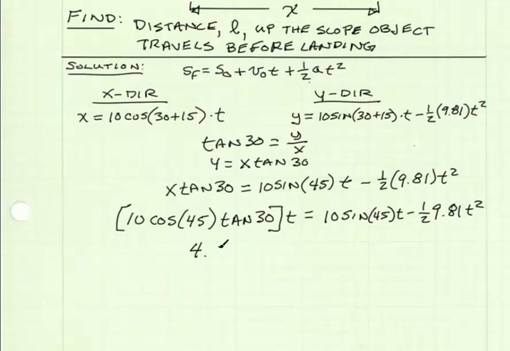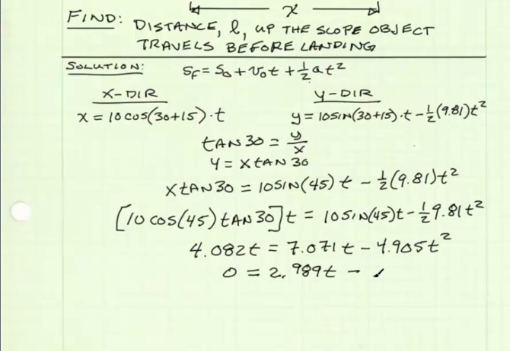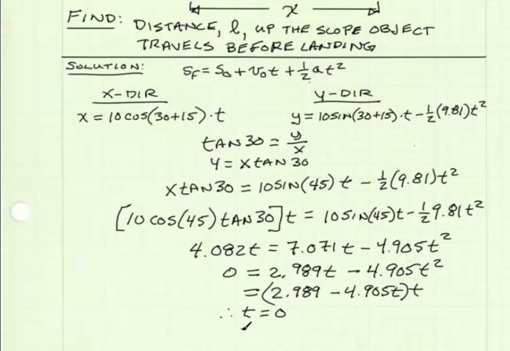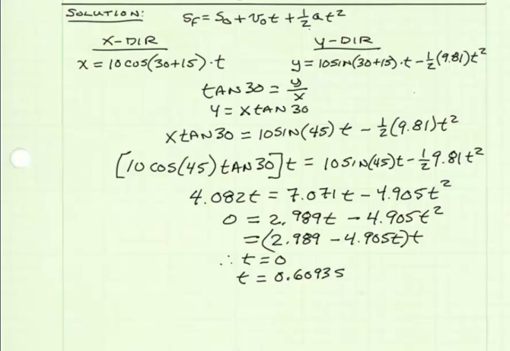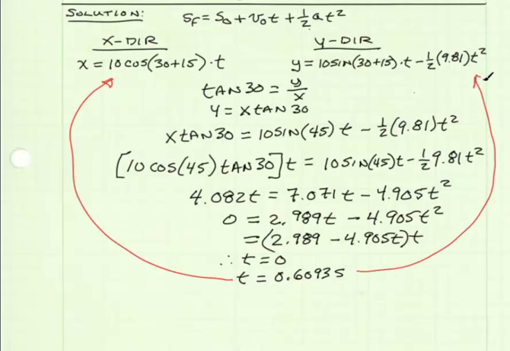Now we've got one equation and one unknown, and if we simplify this, on this side we'll get 4.082 t is equal to 7.071 t minus 4.905 t squared. If we collect like terms, 0 is equal to 2.989 t minus 4.905 t squared. So one solution is that t is equal to 0 if we pull a t out. Therefore, t is equal to 0, but t is also equal to 0.6093 seconds.